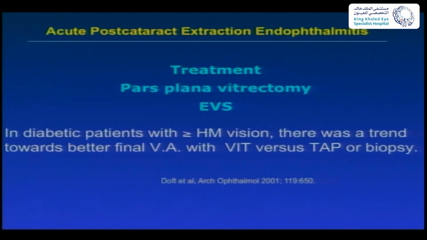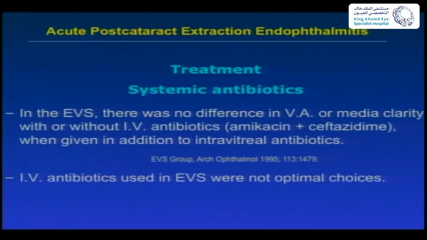So it's very important to know if the patient is diabetic or not. If the patient is diabetic and the vision is hand motion, even if it is hand motion or better, go for vitrectomy. How about systemic antibiotics? That was also looked at. The study concluded that the most important antibiotics will be intravitreal. Systemic antibiotics did not help. So you don't need to give systemic.